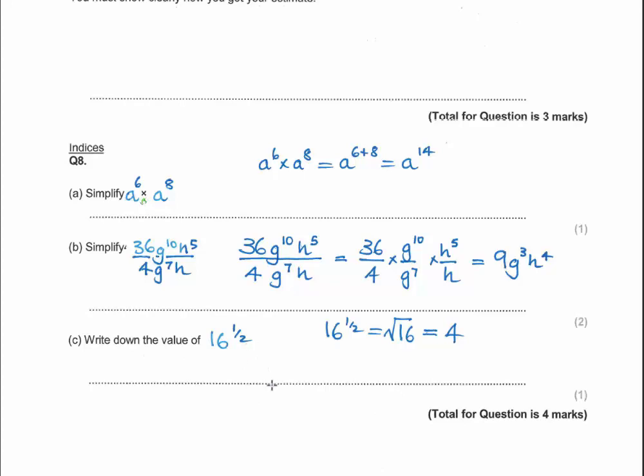Write down the value of 16 to the power of a half. Well, anything to the power of a half is the same thing as a square root. That's literally what it means. It's another way of writing the same thing. So something to the power of a half is a square root. So 16 to the power of a half is the square root of 16, which is 4.